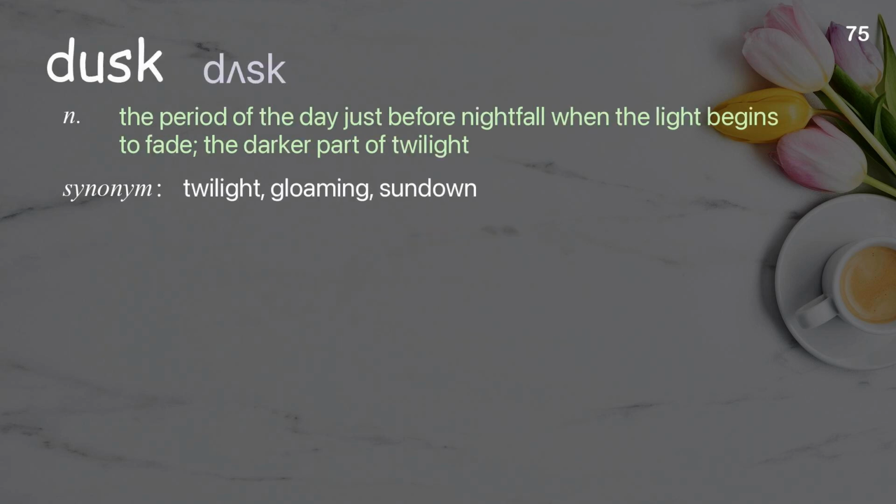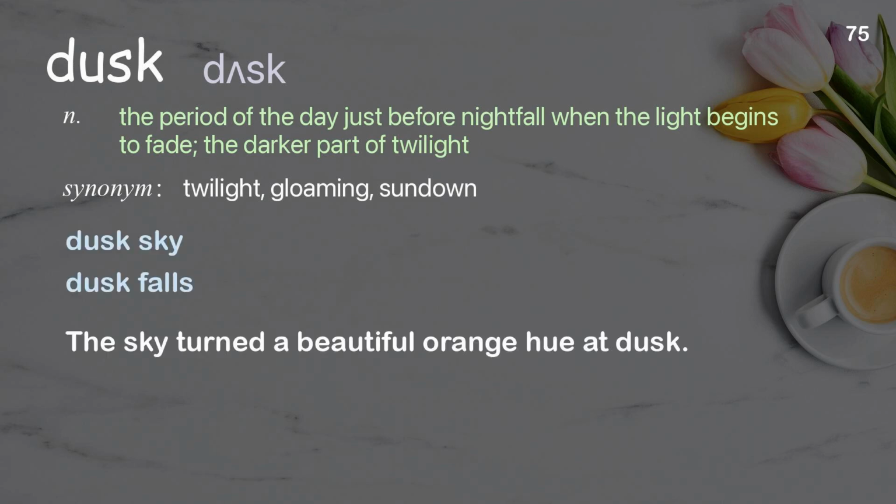Dusk. The period of the day just before nightfall when the light begins to fade, the darker part of twilight. Examples: Dusk sky. Dusk falls. The sky turned a beautiful orange hue at dusk.